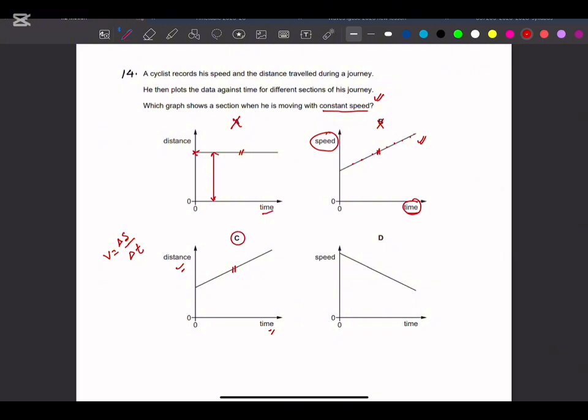So obviously D is not correct. In this case, speed is decreasing. In this case, the speed is increasing. And option A, here you have constant distance, but constant distance means that the body is not moving, the body is at rest. So obviously we will reject this option as well.